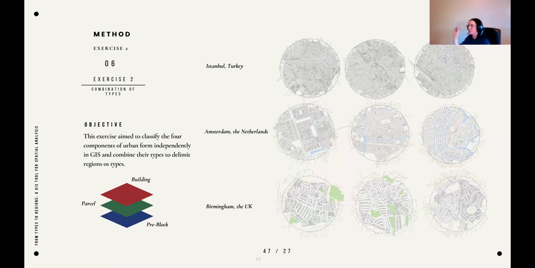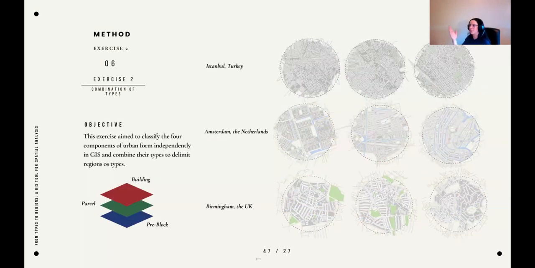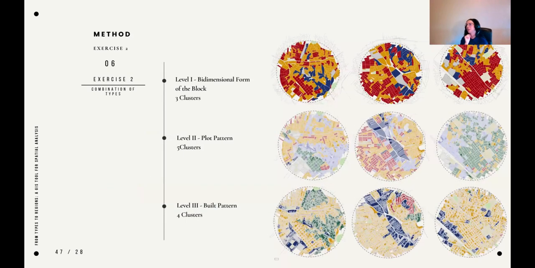But now instead of single tiny cases, we had bigger samples from each city. So I'll be presenting the one from Istanbul, but the same procedure was done for Amsterdam and Birmingham as well. So at this point, we're already classified. Here we have the clustering solution for the blocks, for the plot pattern, and for the buildings, each one of the layers.